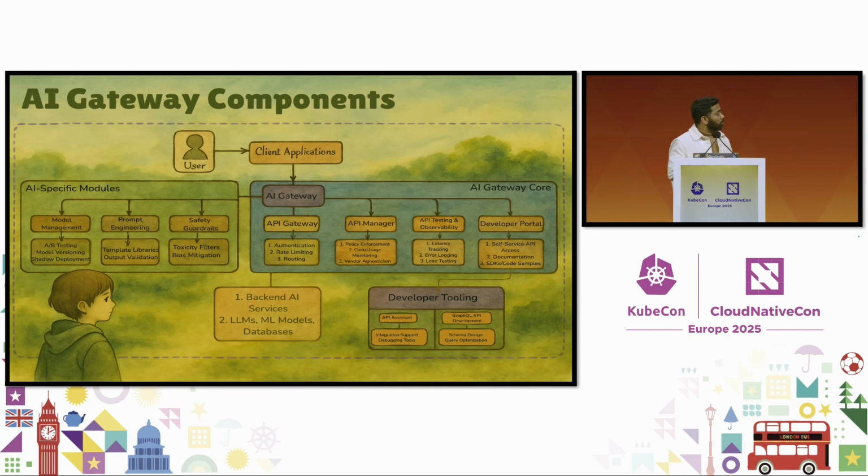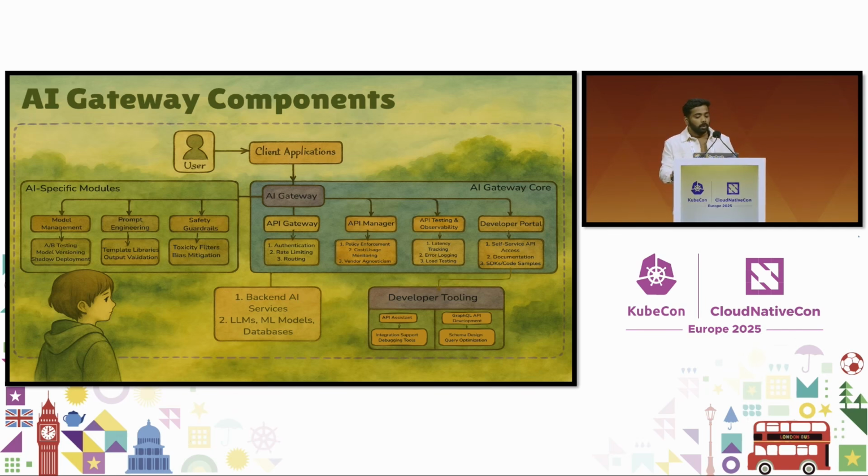So AI Gateway Core, which is at the right, is where the API gateway is shown. You know what an API gateway is, right? Authentication and rate limiting and routing, which is nothing but who is allowed to use the model and how the routing works from one model to another to the backend, right? And also, you can prevent denial of wallet attacks using rate limiting.